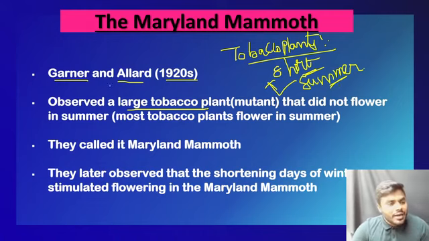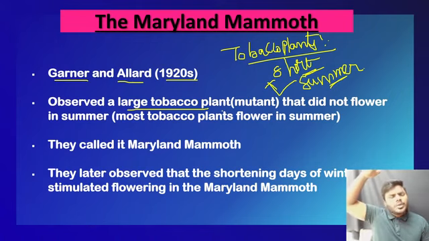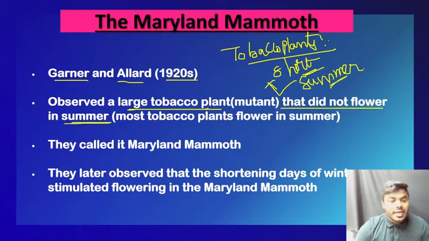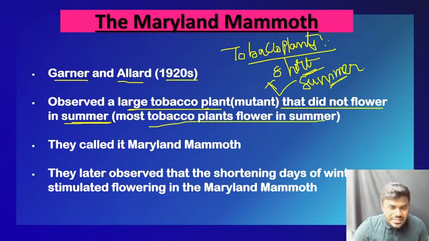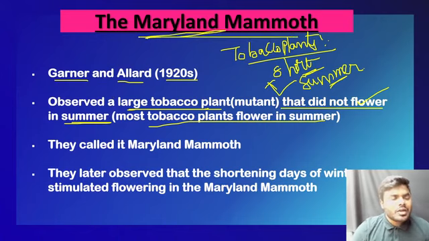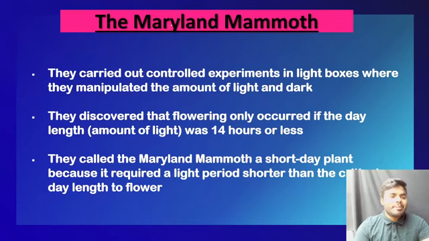But Garner and Allard observed a very large tobacco plant that did not flower in the summer. Most tobacco plants flower in the summer, but the tobacco plant they observed was not flowering in the summer. Garner and Allard gave the name Maryland Mammoth to that particular tobacco plant.